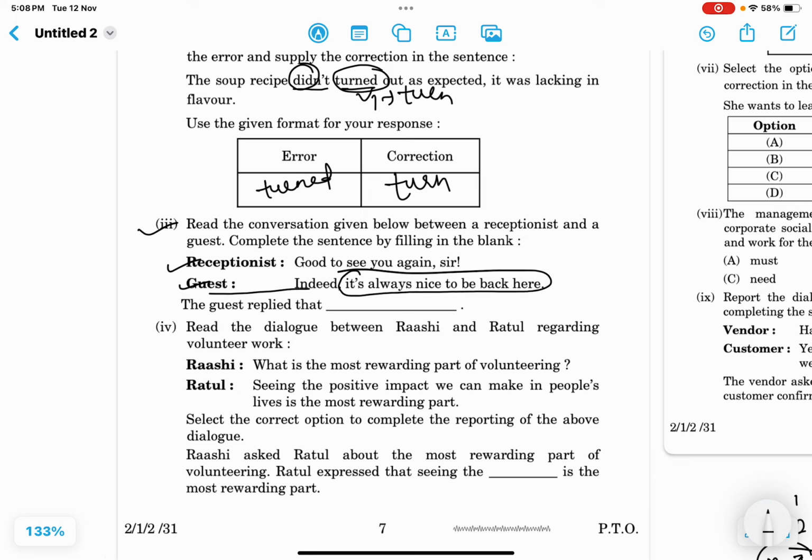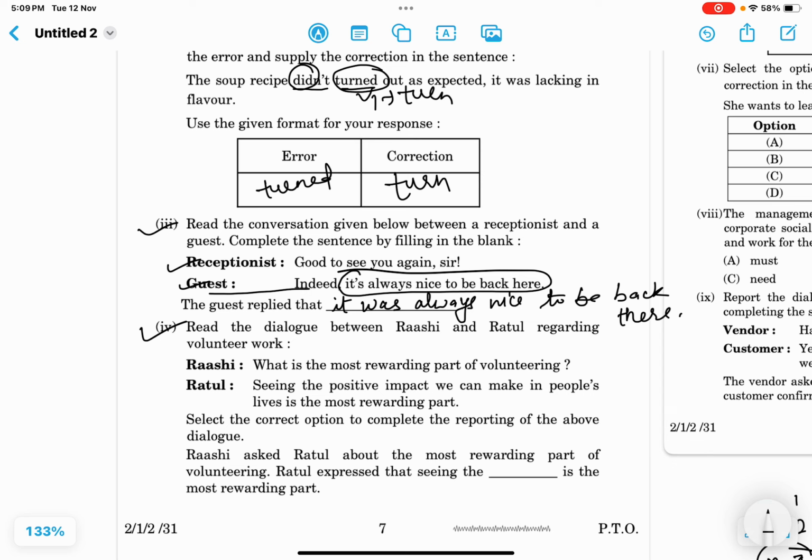So we are to change this one: it is always nice to be back here. The guest replied that it, being third person, won't change. Is changes into was, then it was always nice to be back there, here changes into there. So this is the correct answer. You have to write like this.